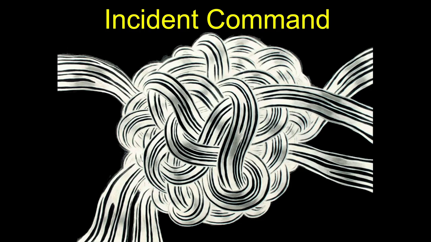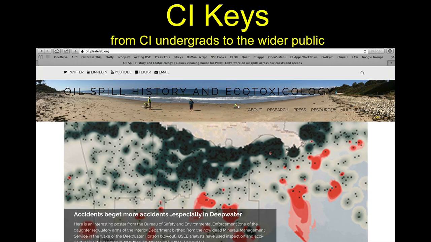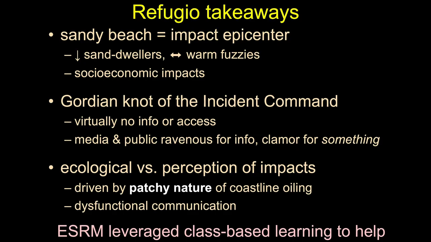And then again, just to reemphasize, the Gordian knot of the incident command was crazy. Once these things get going, they are pretty crazy bureaucracies, and they can do a good job, but trying to crack that incident command, just as we tried to do last week down in Huntington Beach, it's hard. We use a lot of the tools that we use in class to help the public and reporters and others understand the spill. So we're using our websites, etc., to great effect.